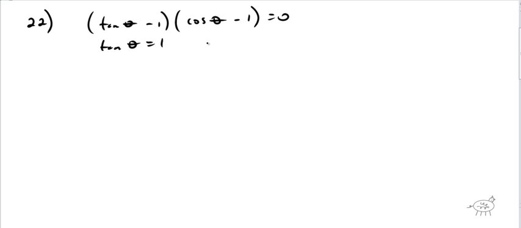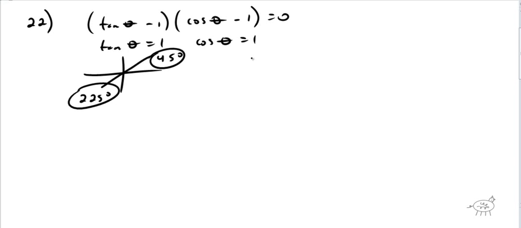Okay, and number 22, this is now in degrees. I give you everything nicely factored, which don't expect anything this friendly on a test. Alright, and just set each of those equal to 0. It's easy. Tangent of theta equals 1. Cosine of theta equals 1. Tangent is positive in these two quadrants here, so the reference angle is 45 degrees. So we get 45 degrees and 225 degrees. Okay, this one, cosine is 1 right there at 0, so it's 0 degrees. Okay, pretty easy.